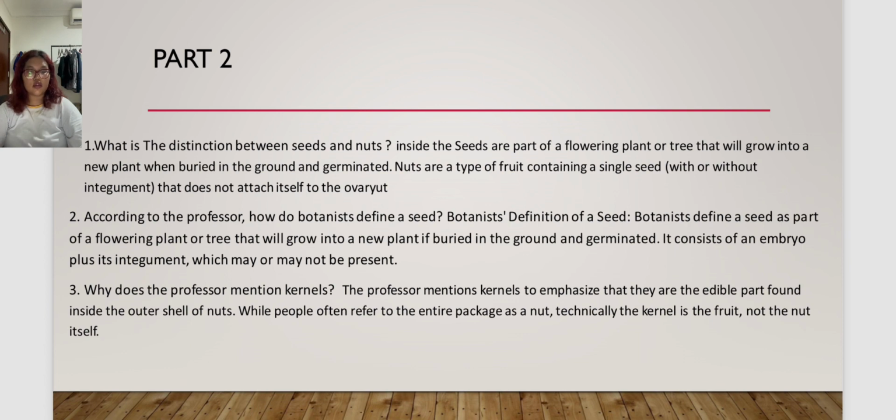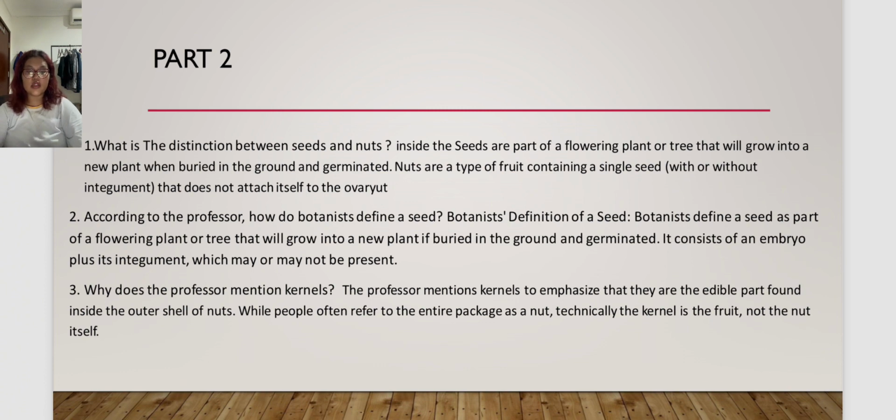According to the professor, how do botanists define the seed? Botanists define a seed as part of a flowering plant or tree that will grow into a new plant if buried in the ground and germinated. It consists of an embryo plus an integument, which may or may not be present.